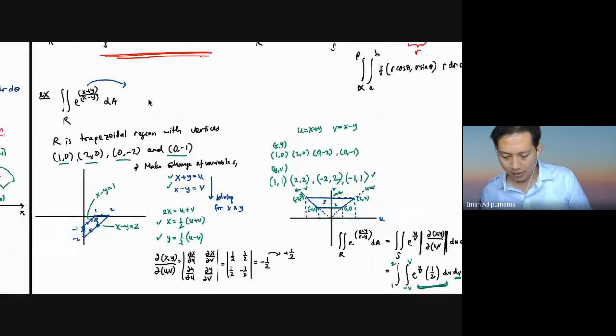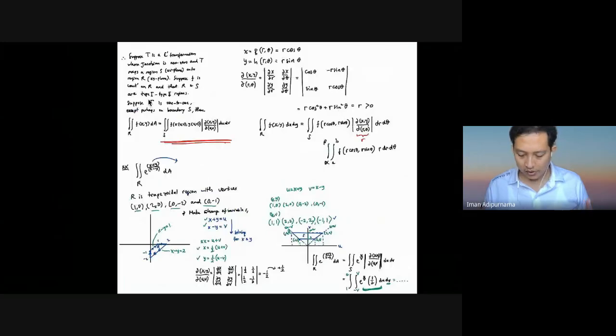Next thing that is important is change of variables in triple integrals. So this was double integral. We still have a Jacobian in triple integrals.